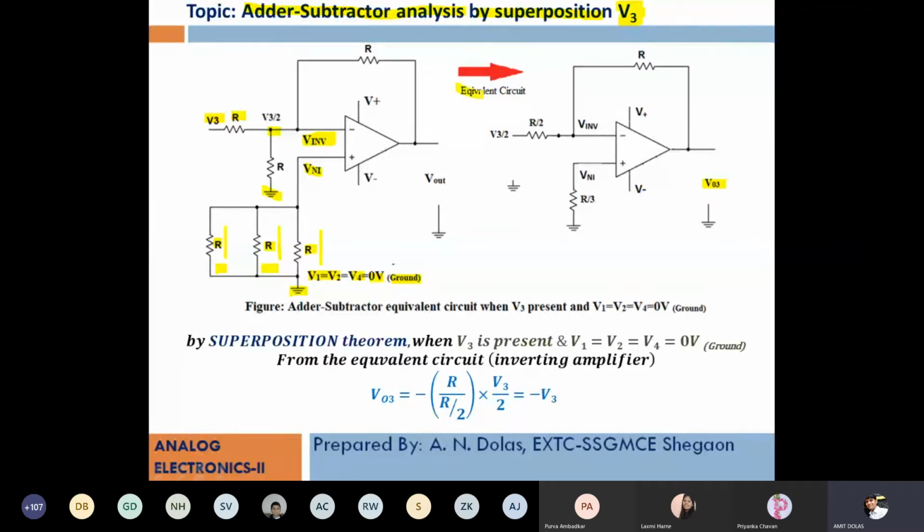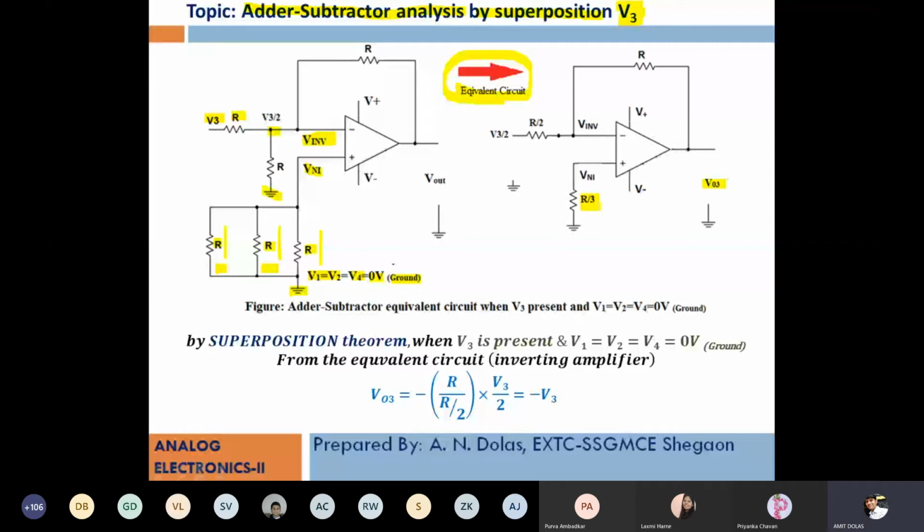In the equivalent circuit, the equivalent of three equal parallel resistances will be R by 3. Suppose each resistance has a 15K value, so it will be 15 parallel to 15 parallel to 15. So it will be 15 divided by 3. So this effective resistance will be 5K only. Another, you can see here, this is V3. What will be this voltage?